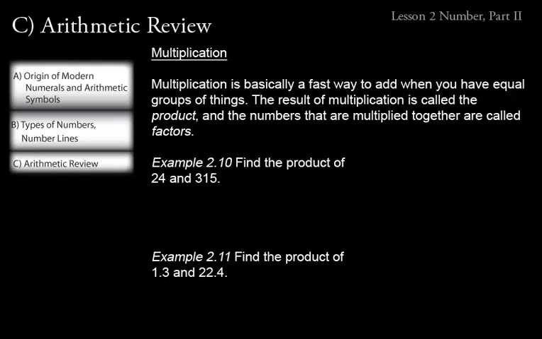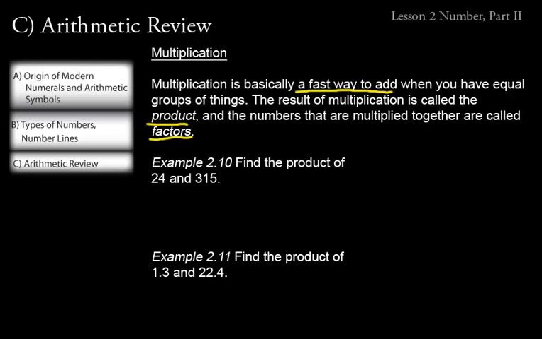Now let's think about multiplication a bit. Multiplication is basically a fast way to add when you have equal groups of things. So 4 groups of 7, that would be 4 times 7. 2 groups of 5, 2 times 5. The result of multiplication is called the product. The numbers that are multiplied together are called factors. So let's do some practice here.